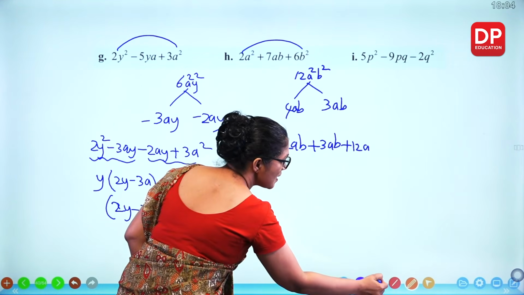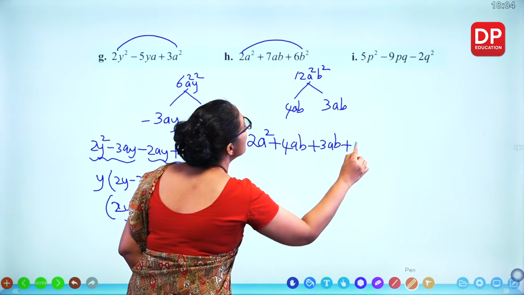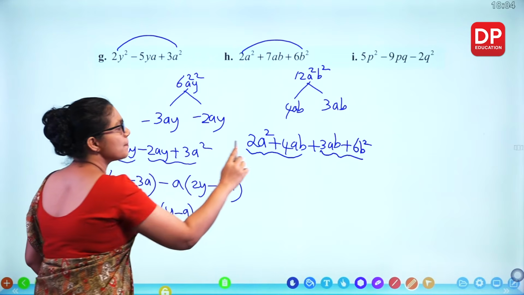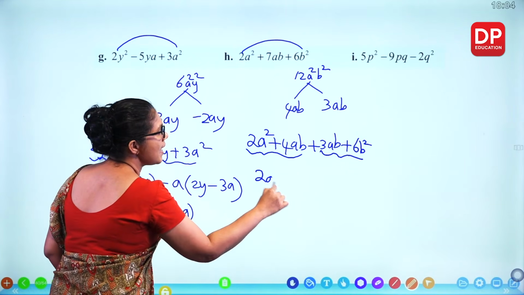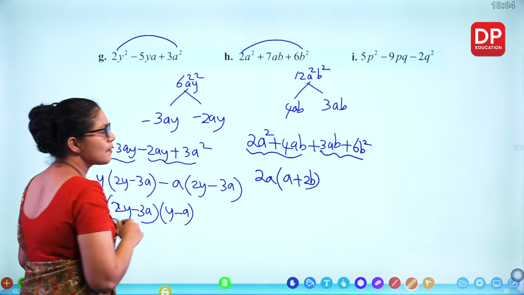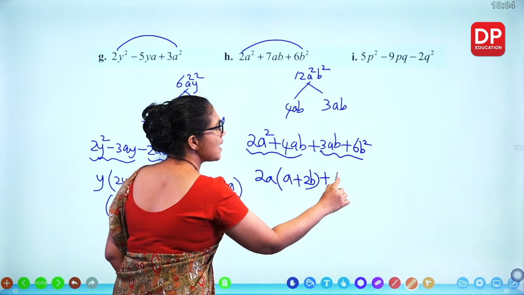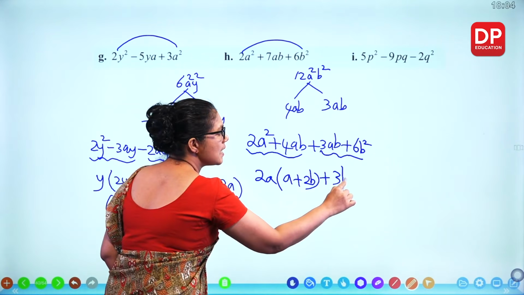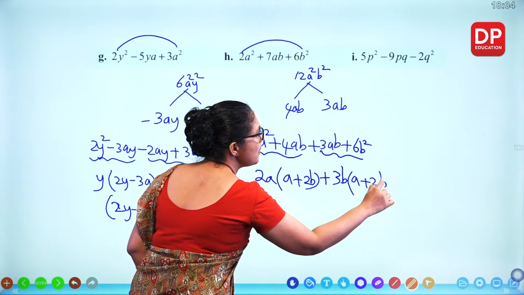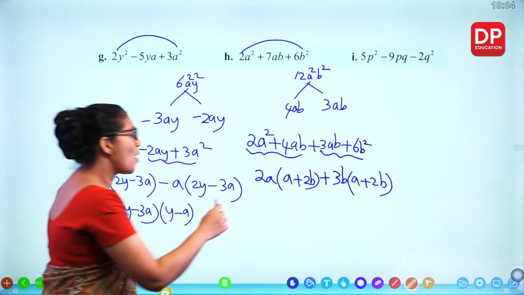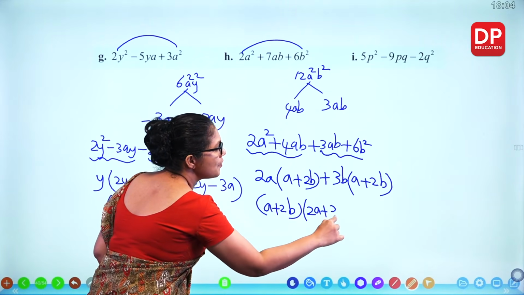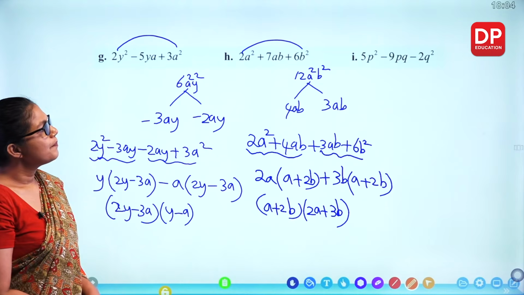And the last term is 6b squared. Take first 2 and last 2 separately. What's common here? 2a is common. Take it out. a plus 2b. What's common here? Plus 3b. When you take 3b out, you get a plus 2b. Again, a plus 2b is common. Take it out. 2a plus 3b remaining.